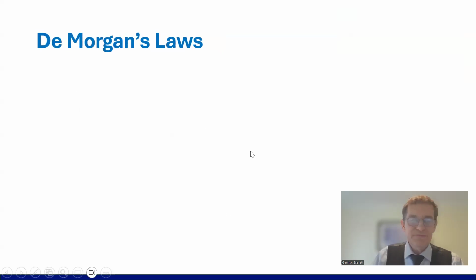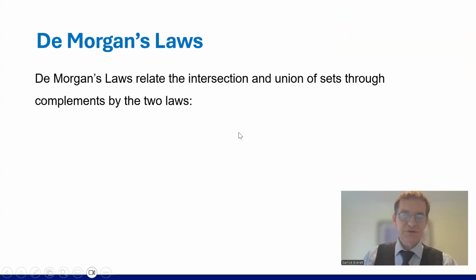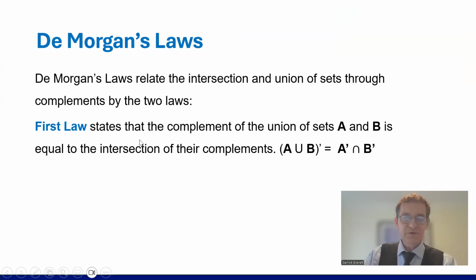De Morgan's law. So the second part is De Morgan's laws. So De Morgan had two laws, very clever fellow. It relates the intersection and union of sets through the complement of the two laws. So the first law, law 1, states that the complement of the union of the sets A and B is equal to the intersection of their complements. So if you go A union B, find out what A union B is, take the complement of that, that's going to equal A complement intersection with B complement.